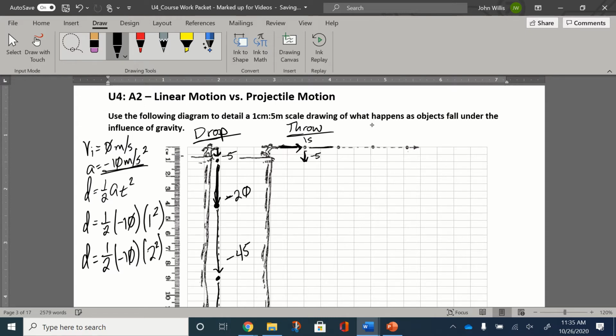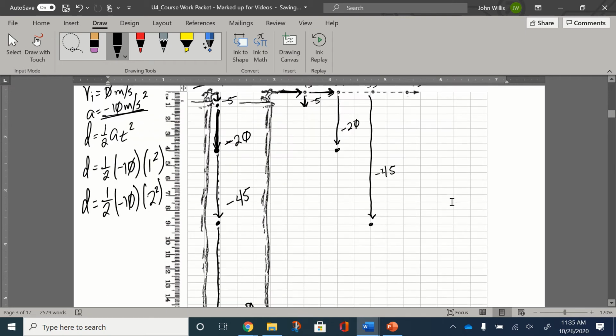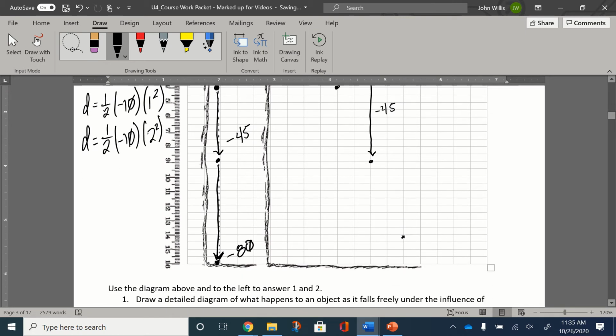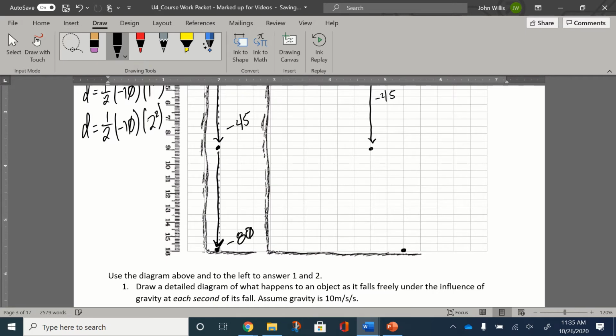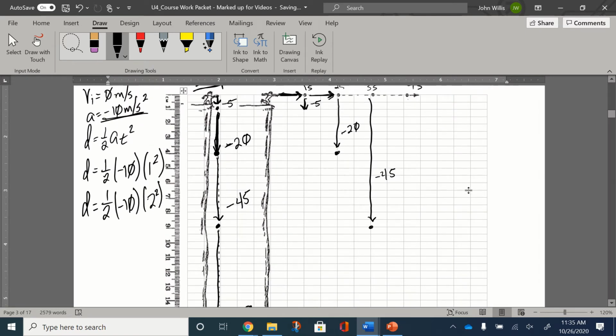After it's traveled to the right for 2 seconds, it will have fallen, let me get these lined up, 20 meters. After 3 seconds, it will have fallen 45 meters. And after 4 seconds, it's still going to do the same thing. 4 seconds is right there. I'll go all the way down to the bottom. It will have fallen all 80 meters.